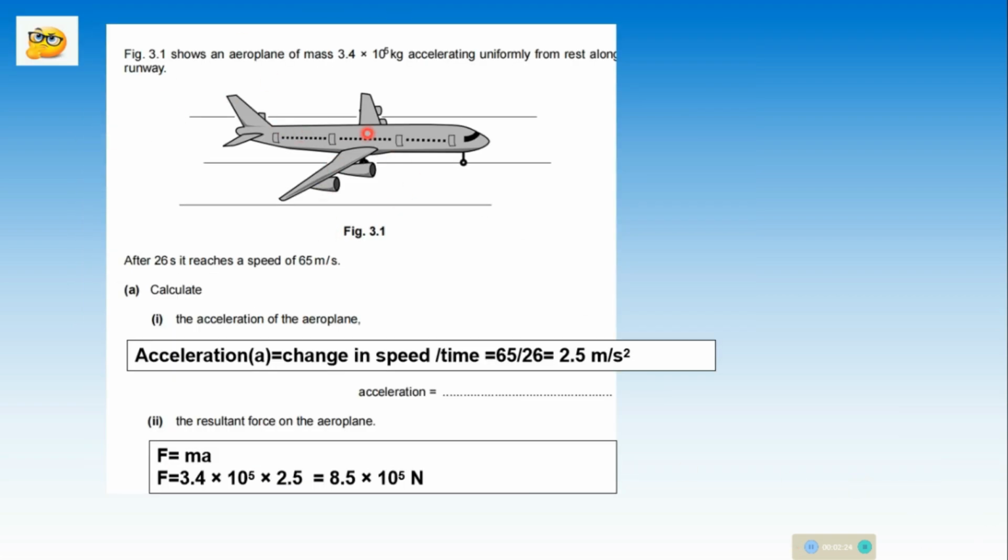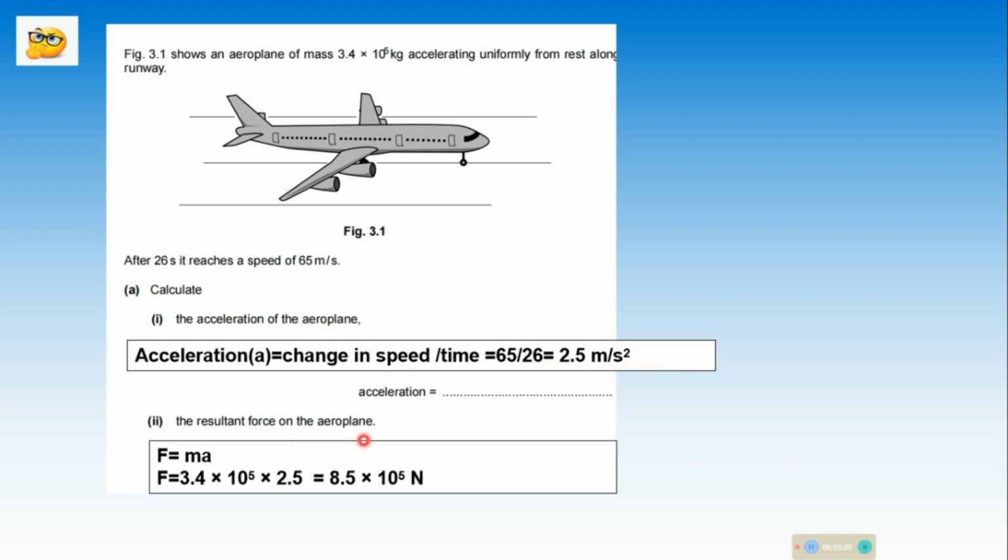This figure shows an aeroplane, whose mass is given, accelerating uniformly from rest along a runway. After 26 seconds, it reaches a speed of 65 meter per second. Calculate the acceleration of the aeroplane. So acceleration is change in speed divided by time. The change in speed is 65 meter per second because it started from rest. Time taken is 26 seconds. So it is 65 divided by 26, which is 2.5 meter per second squared.